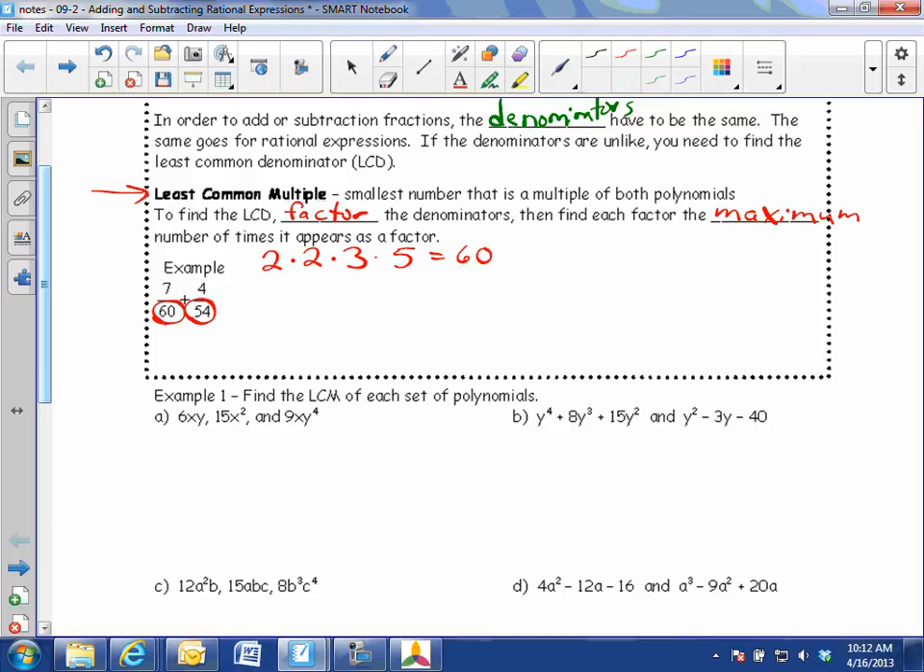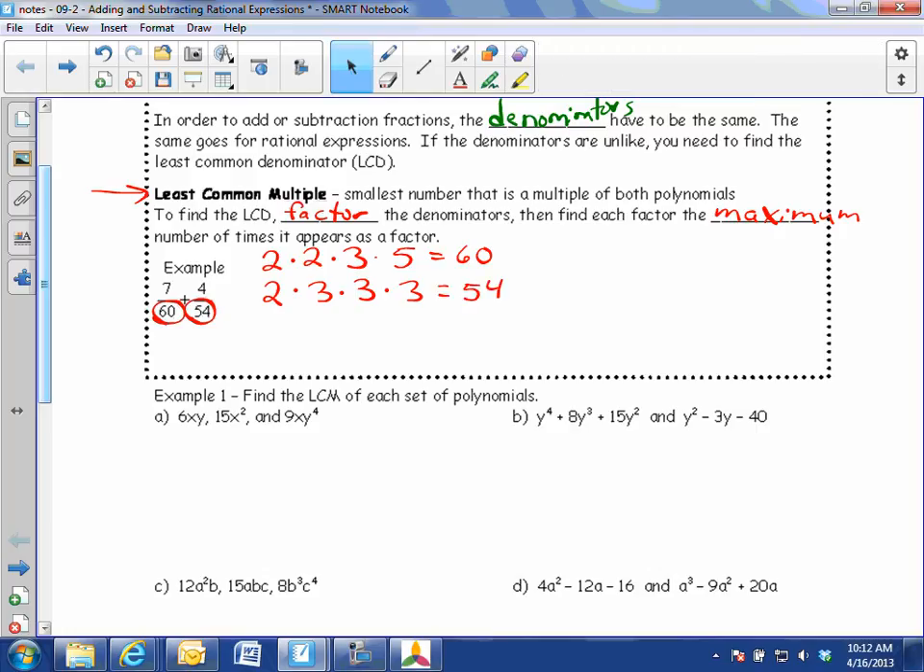Alright, now let's do 54. Can we pull out a 2? That's the easiest part, I think. What's 54 divided by 2? 27. So we've got 3 and 3, and another 3, because 3 times 3 is 9, and 9 times 3 is 27. 27 times 2 gives us 54.